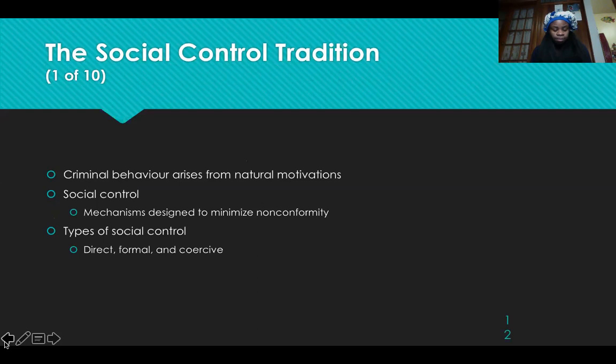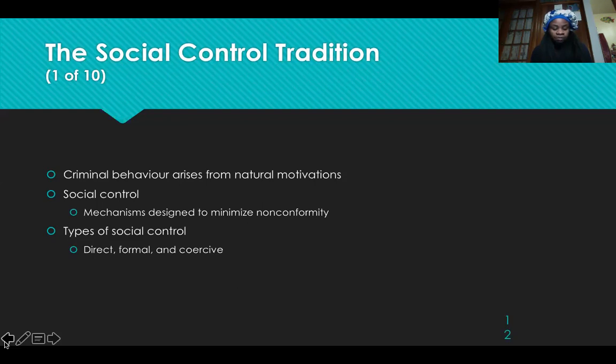The 4th part of our chapter, chapter 7, goes into the social control tradition. Control theories assume that criminal behavior requires no special motivation. Rather, such behavior arises from natural motivations that we must learn to curb. Thus, they are very different from learning theories.